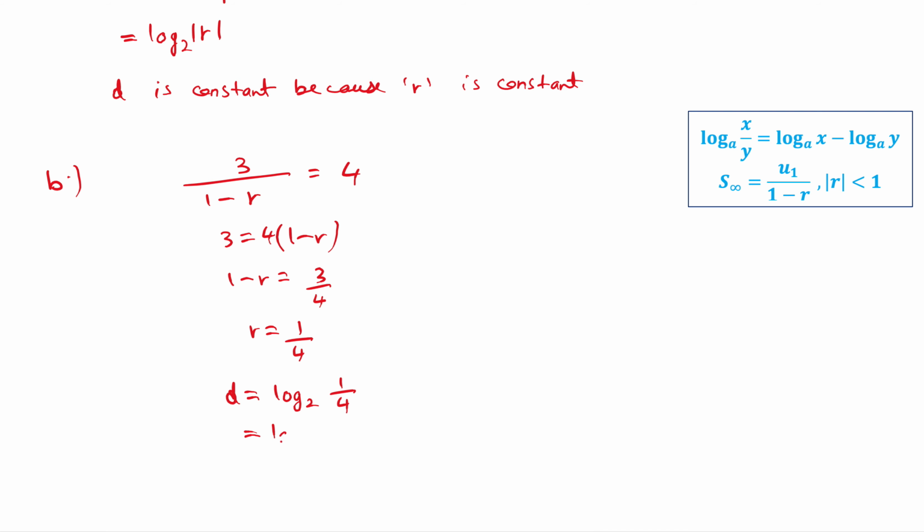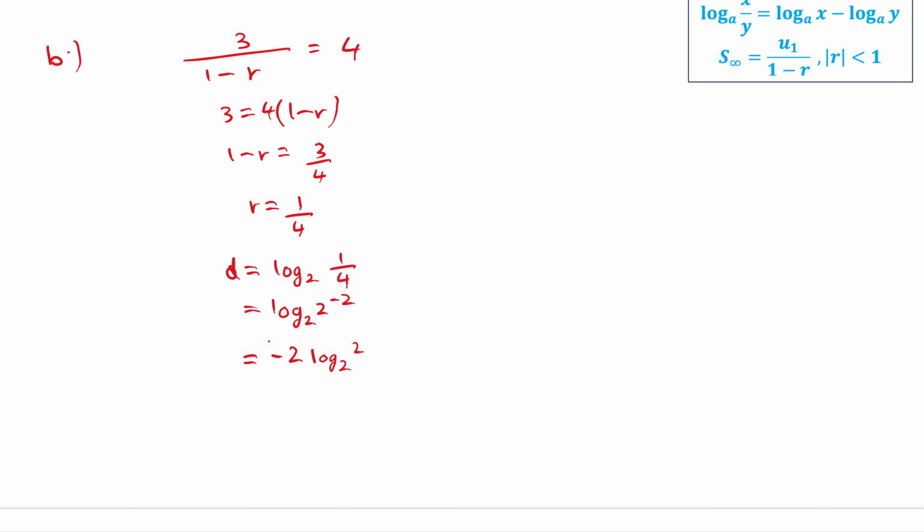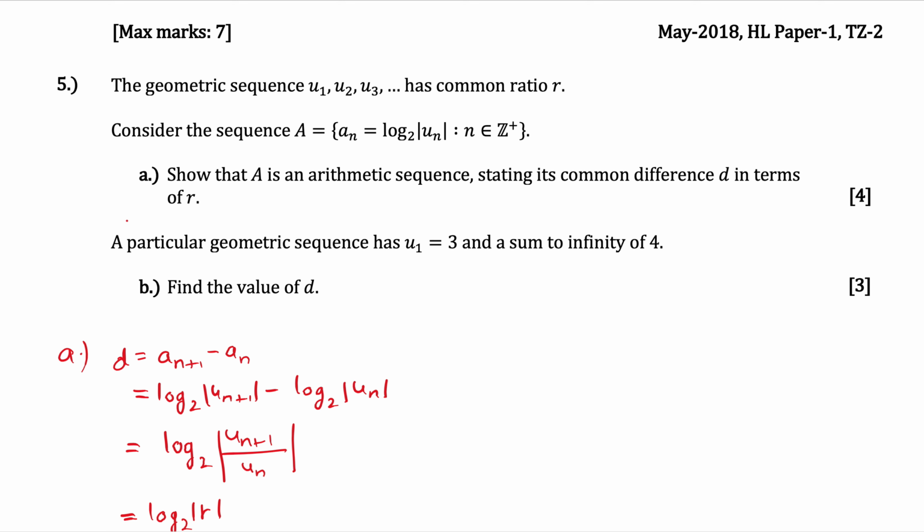This will equal log base 2. I can write 1 upon 4 as 2 to the power of negative 2. And using the laws of logarithms, I can bring the power in front of the logarithm. So this will be negative 2 times log base 2 of 2. And this is just equal to 1. So we're left with d is equal to negative 2. So this is the answer to question number 5.